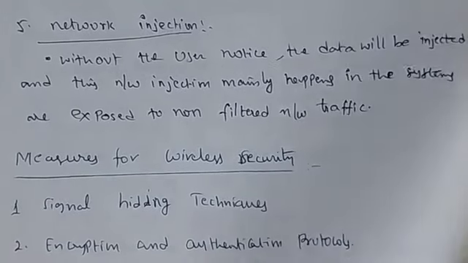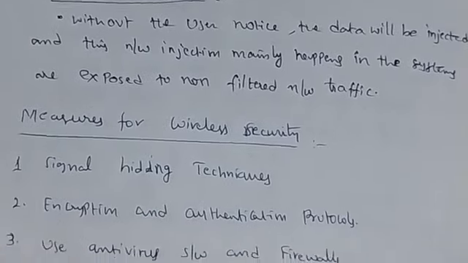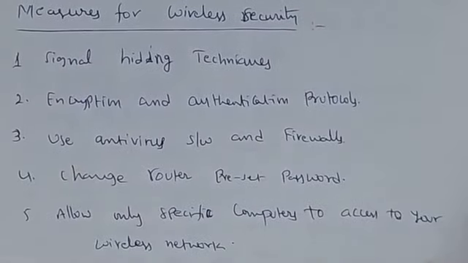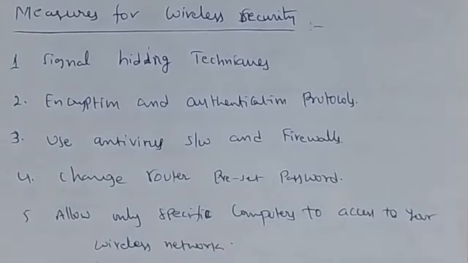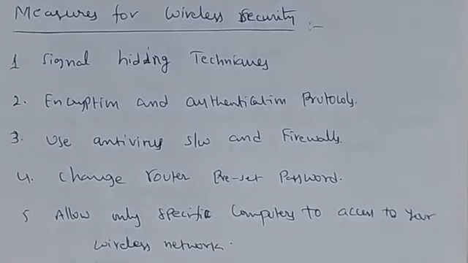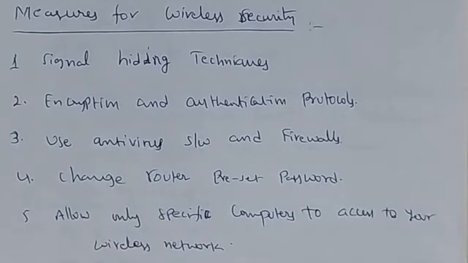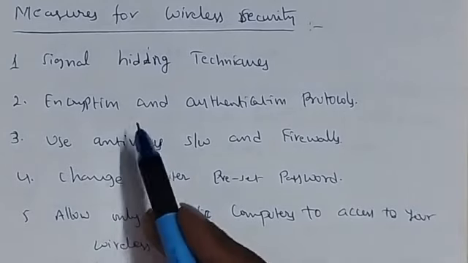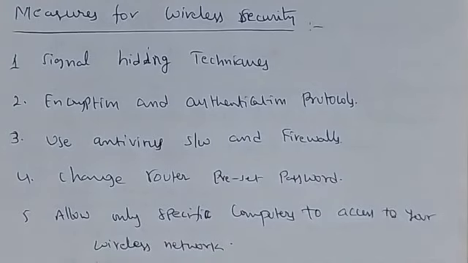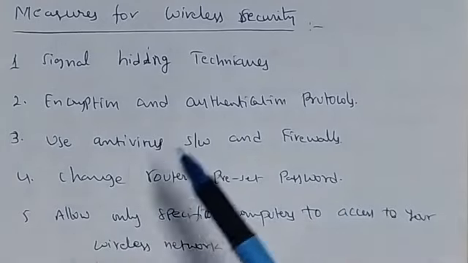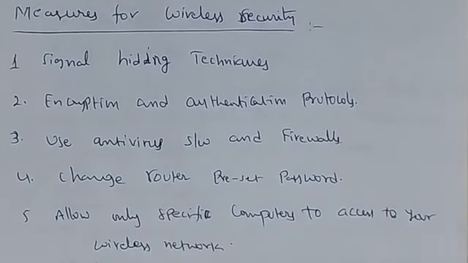How do we provide wireless security? What measures do you have to take? The first measure is signal hiding techniques, simply hiding our network signals. The second is encryption and authentication protocols. Next, use antivirus software and firewalls to provide wireless network security. The next one is change your router preset password.